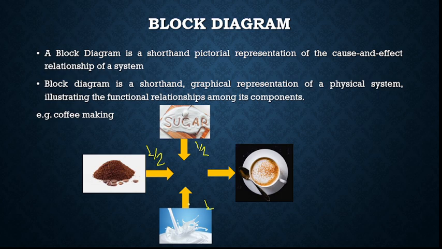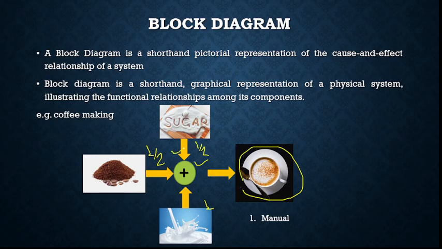So this will multiply to this, will multiply to this, will multiply to this. Now all these three are added together, which is indicated by this summation sign, and then you will get the coffee. Here this is an input arrow, this is an input arrow, this is an input arrow. So for this system of making a coffee, you are going to require 3 inputs. When you are adding all these 3, you are going to get your output, that is a coffee.